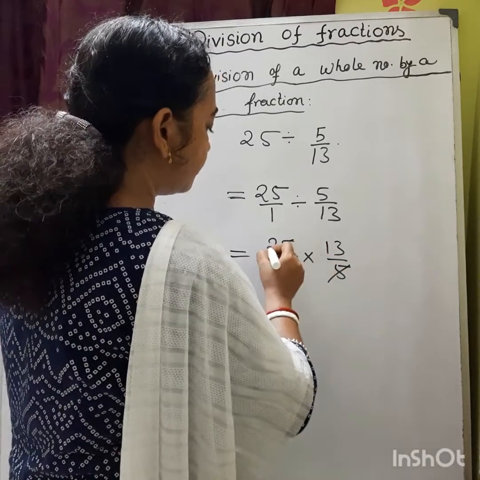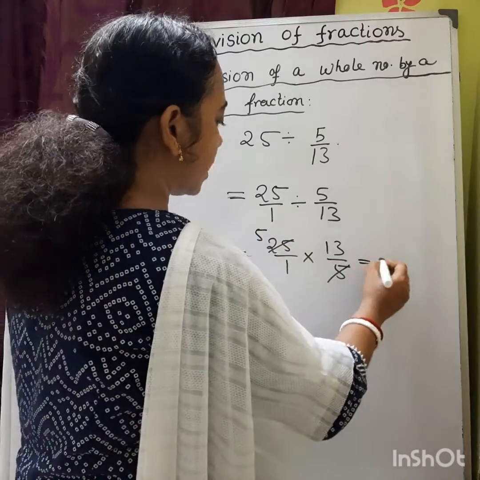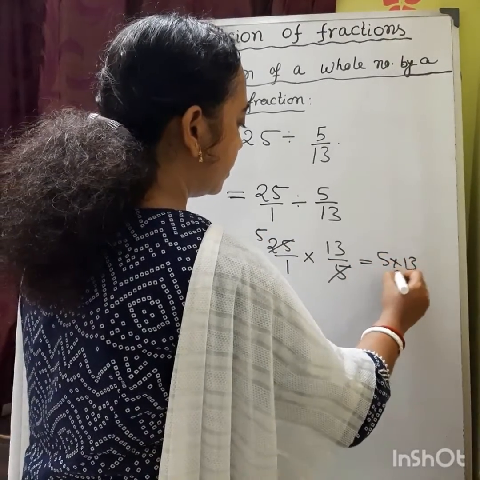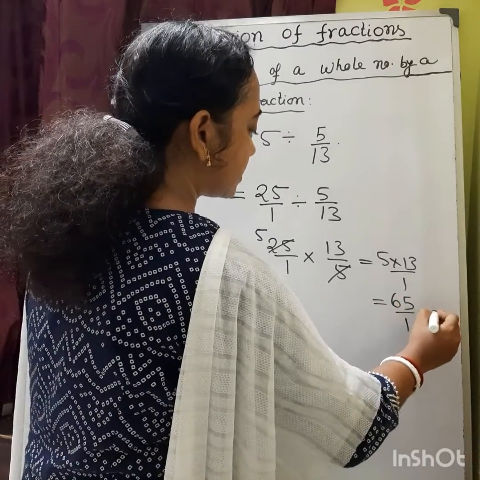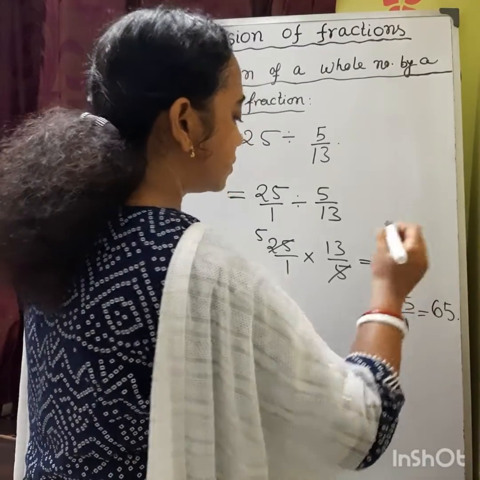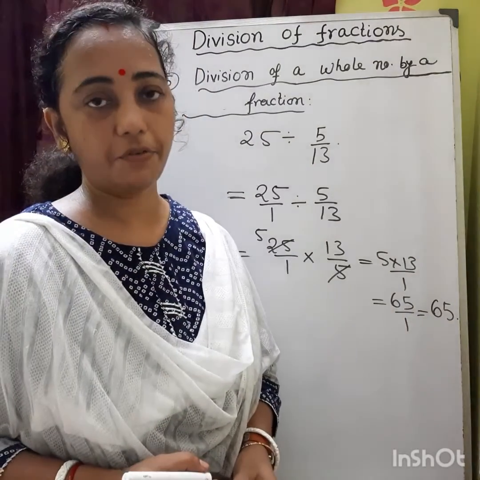So we know 5 5s are 25. So this becomes 5 multiplied by 13 by 1, that is 65 by 1. We can write it as equal to 65. So the result is coming here 65.